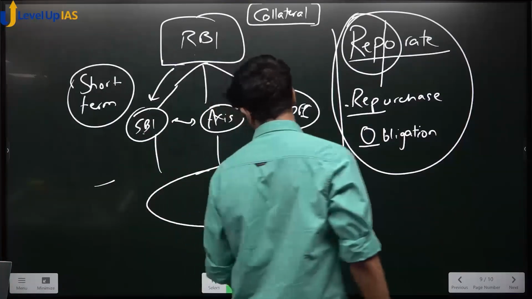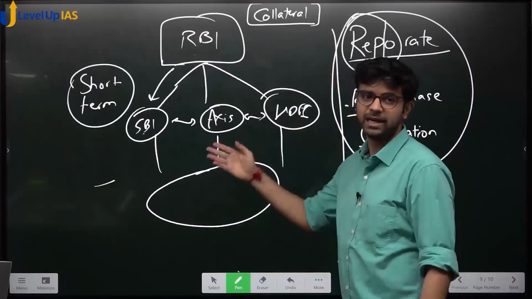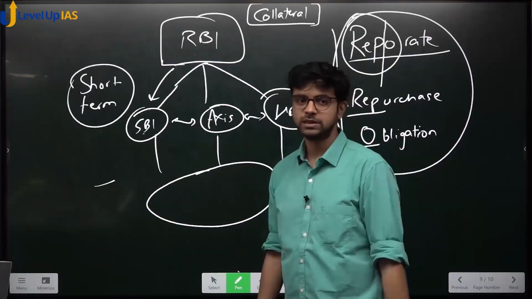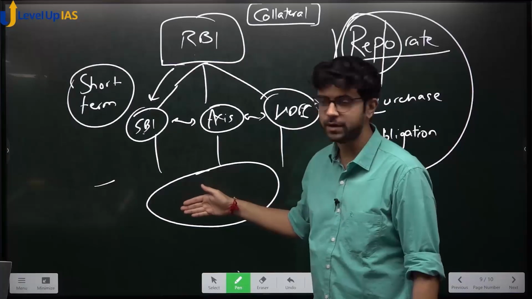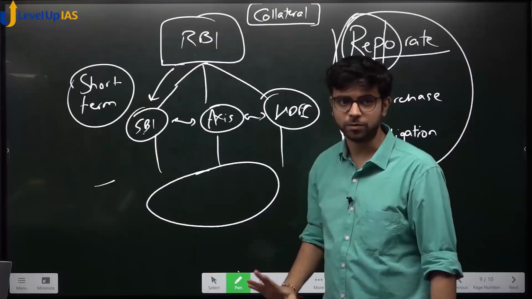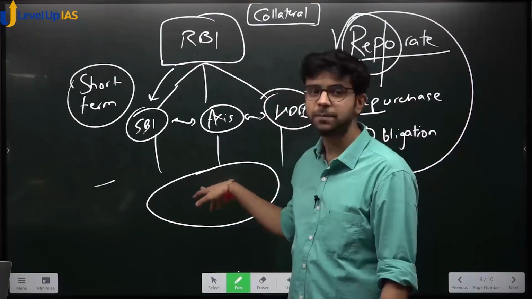Think from SBI's angle. SBI has money. It has two options. It can give them out as loans to people, which means what? It will increase money supply. Or it can deposit it with RBI, right? Now, what will RBI do to reduce money supply here?